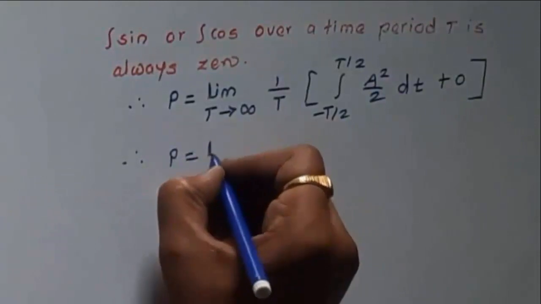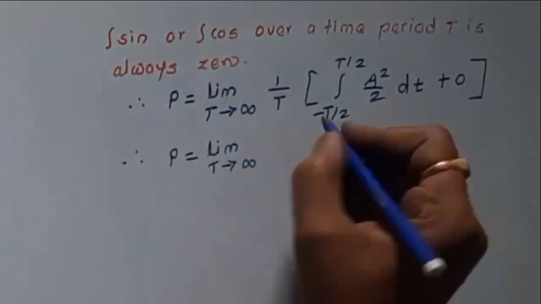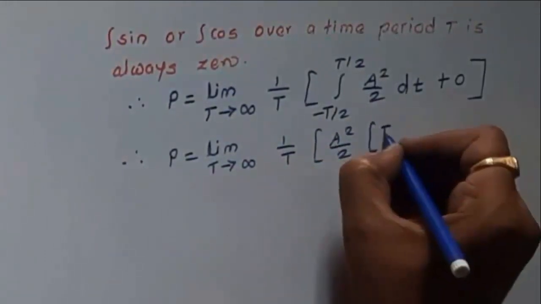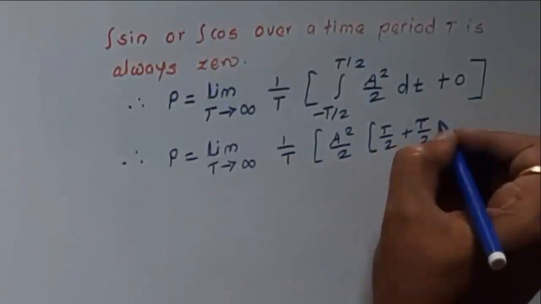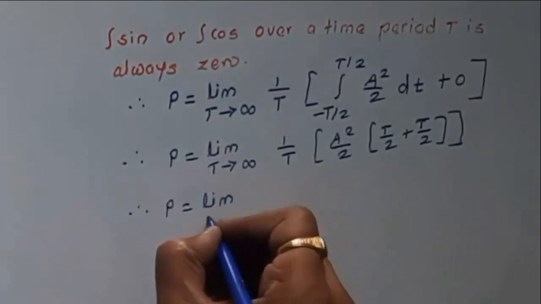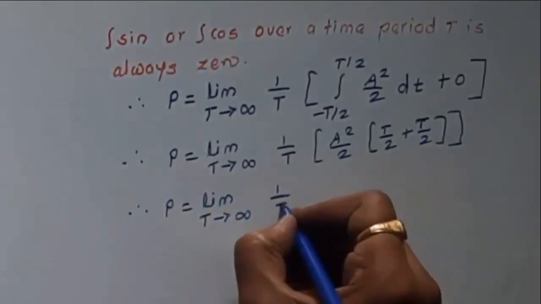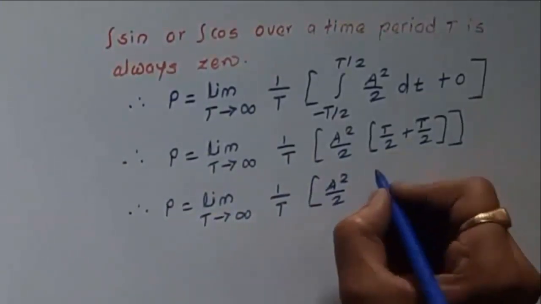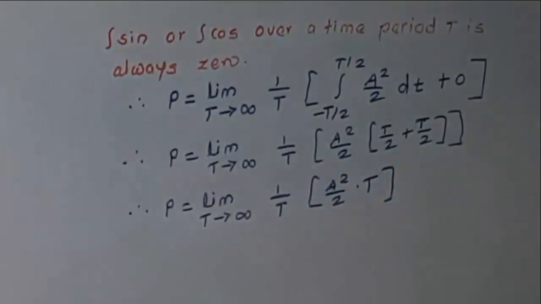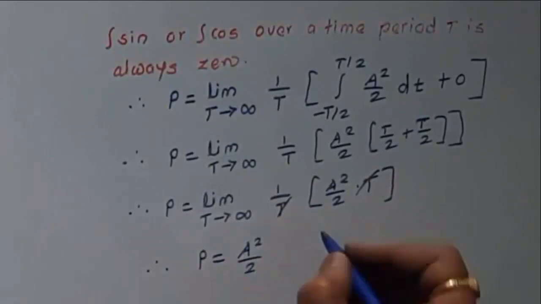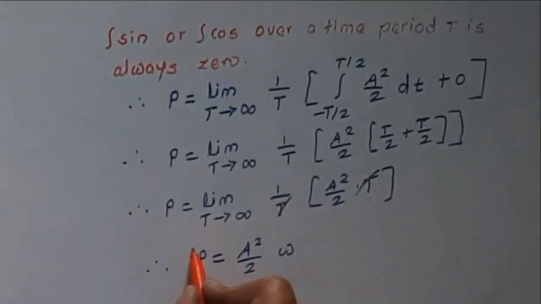So solving the integration, A square by 2 is a constant, so its integration will be t. If we put the limits of t, we will get T by 2 minus minus T by 2. So minus minus will become plus T by 2. T by 2 plus T by 2 will become T. So it will become 1 upon T inside bracket A square by 2 into T. So this T will get cancelled with 1 upon T. As T is eliminated, limits will be removed, and we'll get power P is equal to A square by 2.